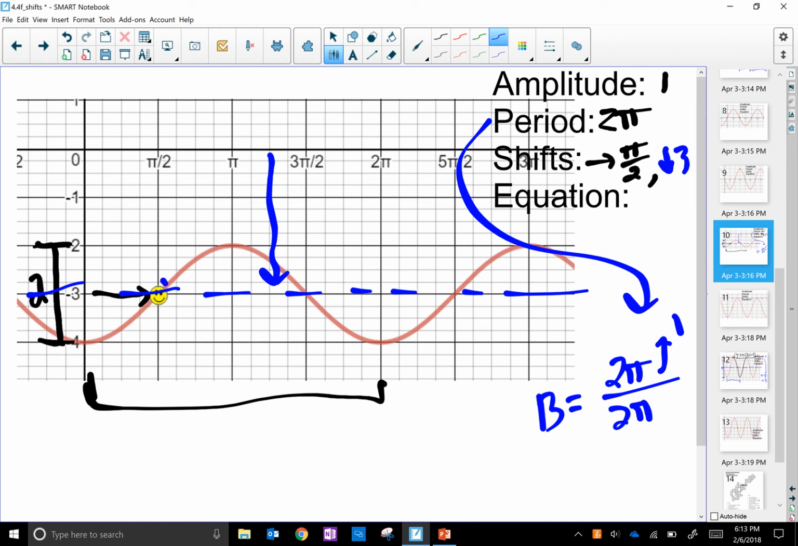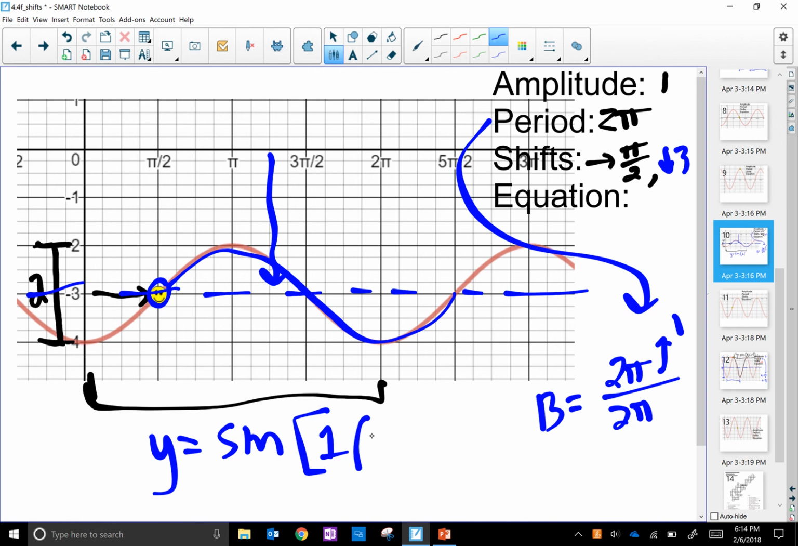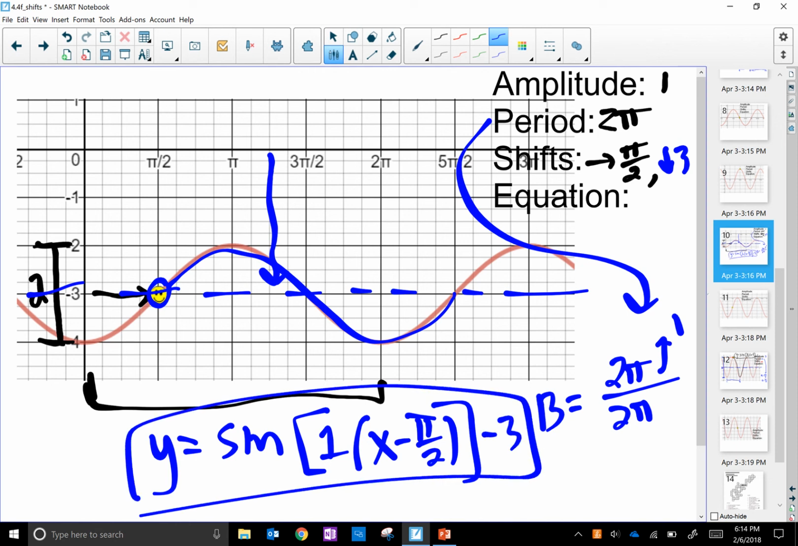And then the trend of the graph is a sine curve, so it's a positive a value. So y equals sine 1 for the b value. Don't really need that. x minus pi over 2. Subtract 3. All right, that ought to do it.